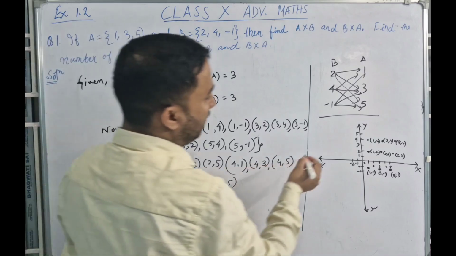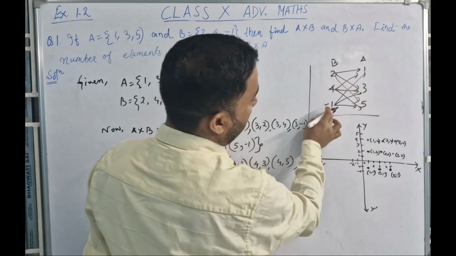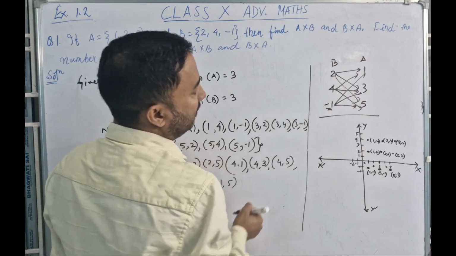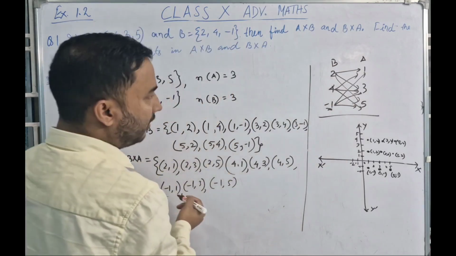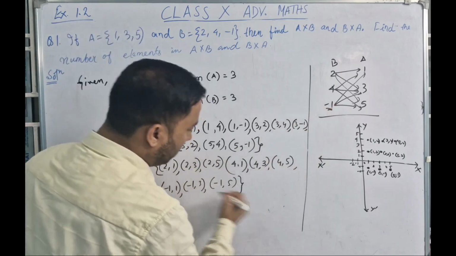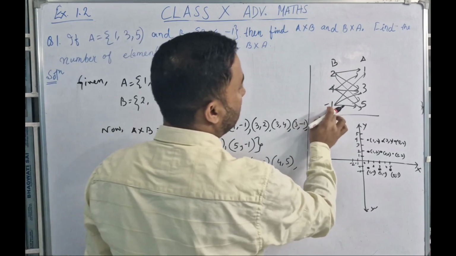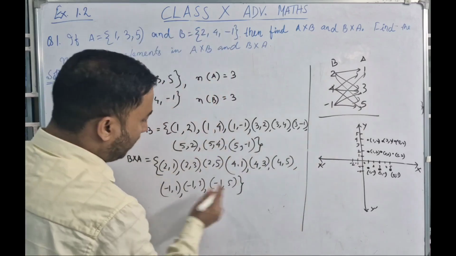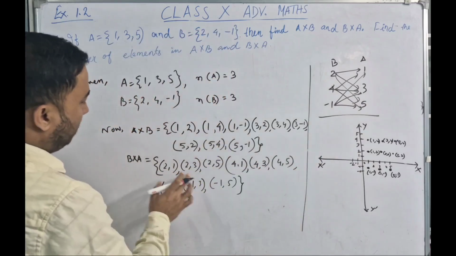Do you have any other elements left in the set B? You have to check whether any element is left in the set B or not. Up to 1 we have already written all the ordered pairs, 4 minus 1. Since there is no other element, we have to close it. If any element is left in the set B, then we have to go for that element also. So here again we are getting 9 elements.